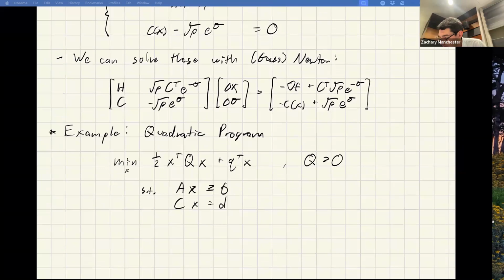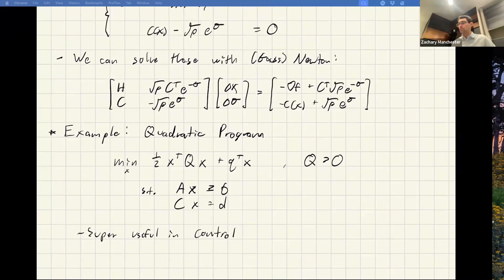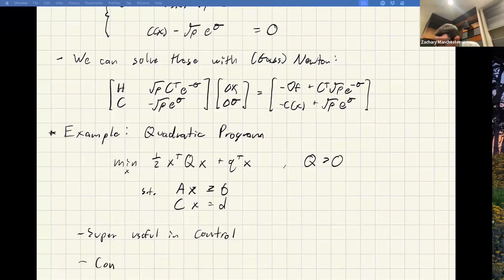So these show up all over the place. Super useful in control. We're going to see lots of this. And the real reason these are super useful is because we know how to solve them really fast. There are solvers out there that can solve these kinds of QPs at kilohertz rates, so you can do real-time stuff. If it's a convex QP like this, you can guarantee the solution time. You can guarantee that you'll find the solution. So that's why we like them.